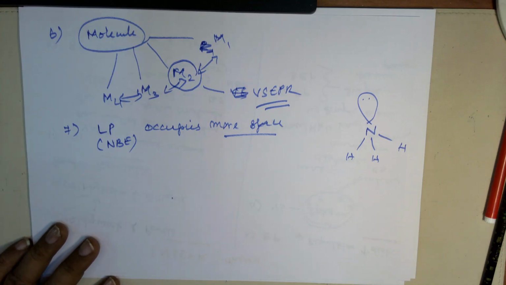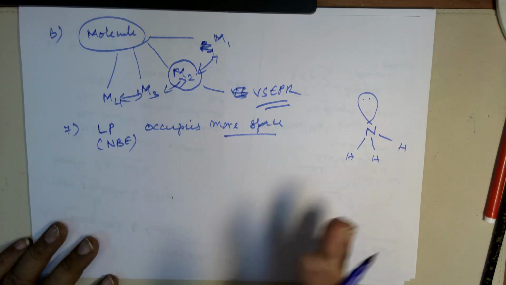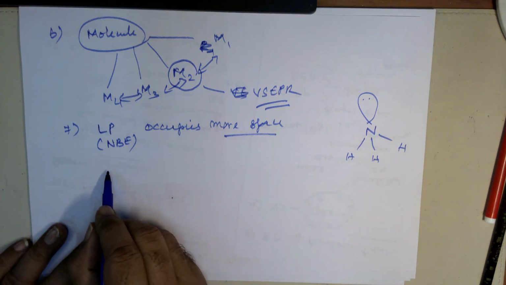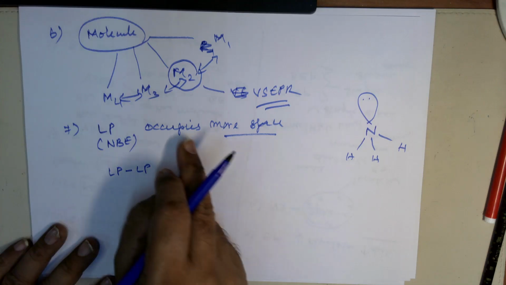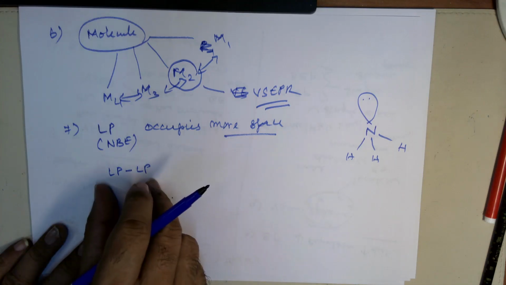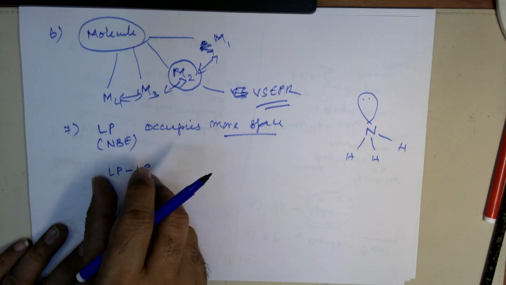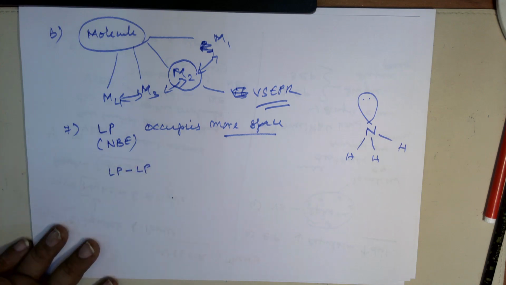So the repulsion between the different electron pairs follows this order. For example, lone pair to lone pair, because it needs more space, so the repulsion will also be more here. Do you understand this? Okay.